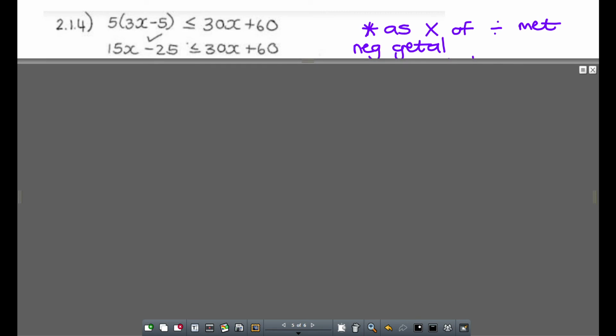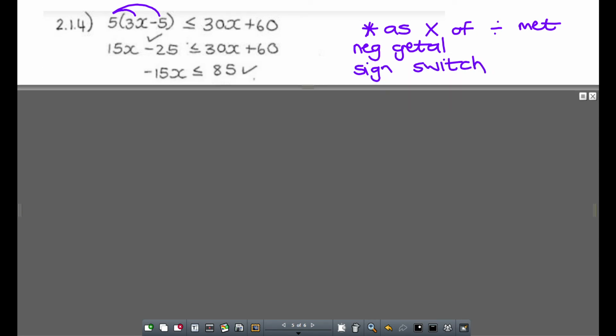Right, so the first thing we did here is multiply in that 5, nee? Dis hoe ek kom by 15x minus 25. Nou, vat ek al my x'e na links en gewone getalle na regs, nee? Now that was just normal moving over. So, no signs change yet. Nee. So we get to minus 15x is less than or equal to 85.